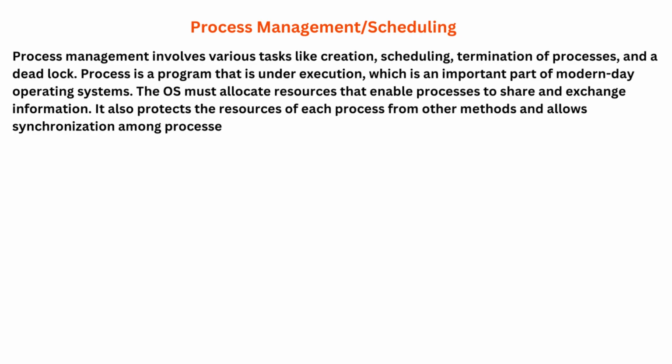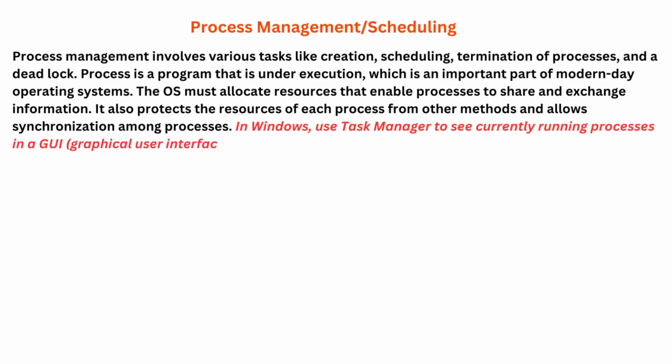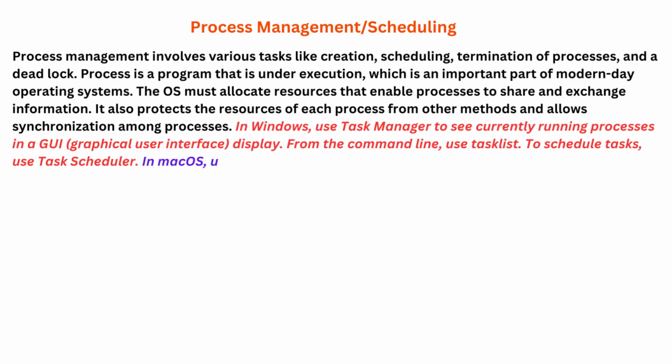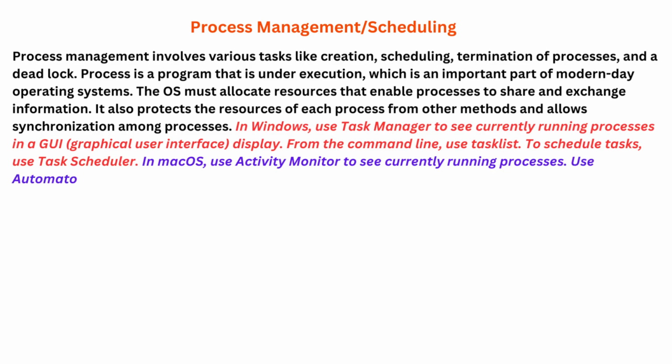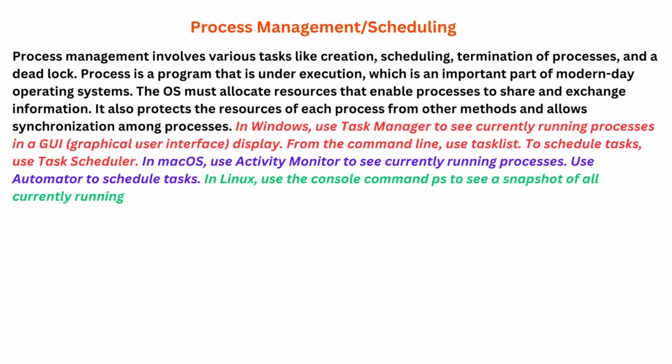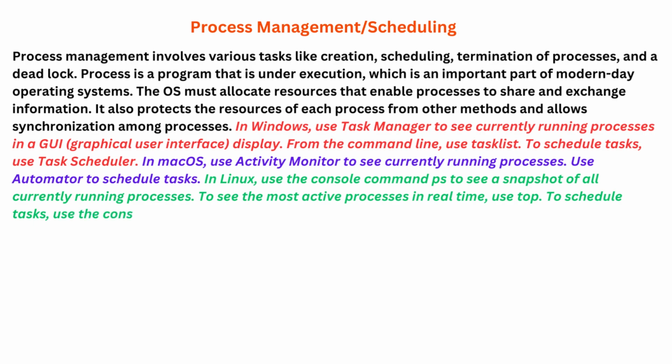In Windows, use Task Manager to see currently running processes in a GUI, graphical user interface, display. From the command line, use Tasklist. To schedule tasks, use Task Scheduler. In macOS, use Activity Monitor to see currently running processes. Use Automator to schedule tasks. In Linux, use the console command ps to see a snapshot of all currently running processes. To see the most active processes in real time, use top. To schedule tasks, use the console command cron.